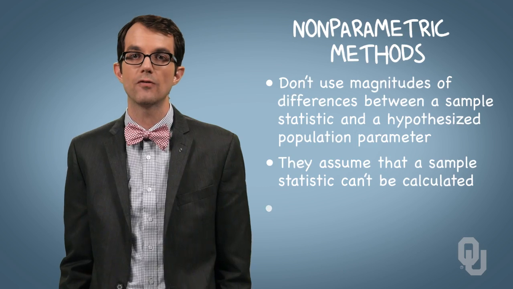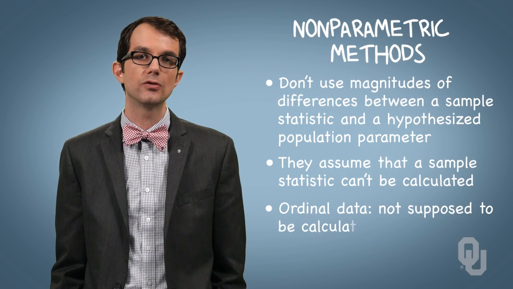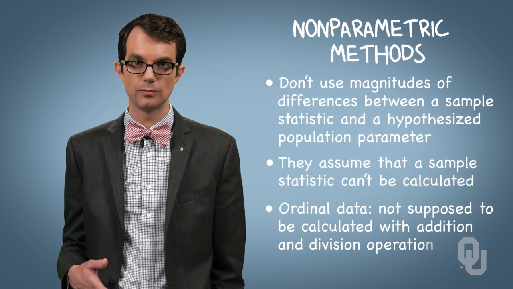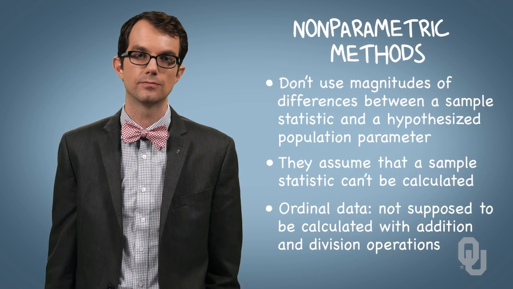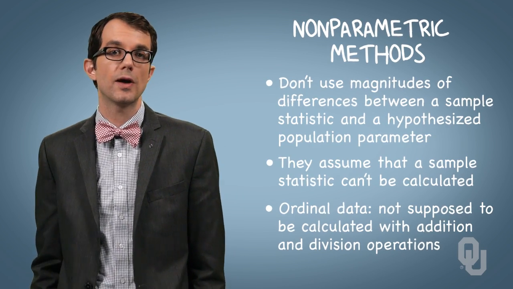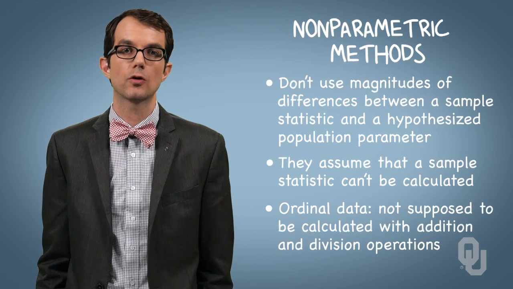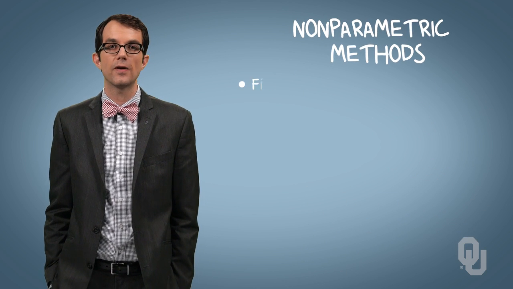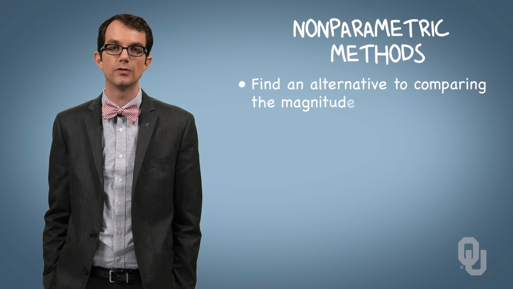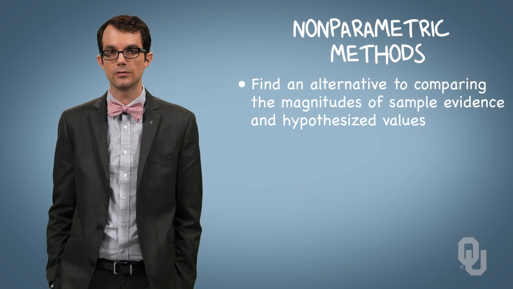For example, when we have ordinal data, we're not supposed to use operations such as addition and division. Therefore, we're not supposed to calculate the mean of ordinal data. This would render parametric methods useless, because they require the calculation of sample means and sample standard deviations. With nonparametric methods, we have to find an alternative to comparing the magnitudes of sample evidence and hypothesized values.